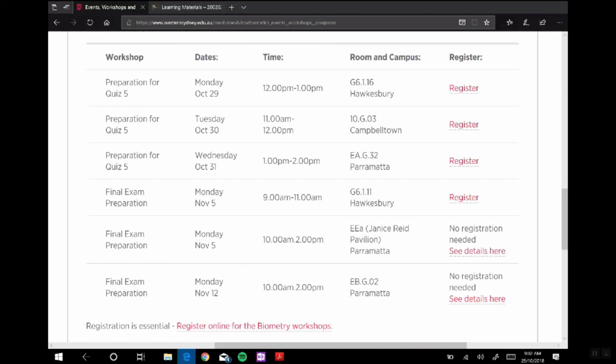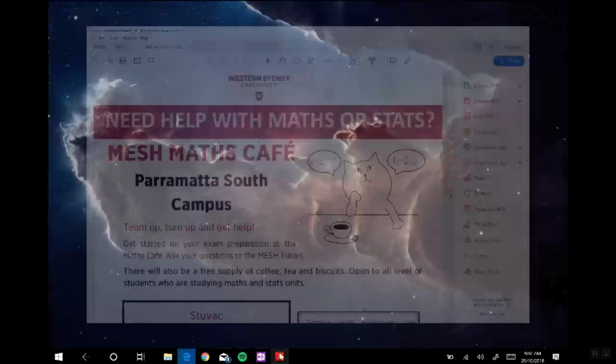It runs for 4 hours in total. There'll be a lot of Mesh staff on hand. Someone will give you a sample paper. You can have a crack at it. They'll help you out when you need help. It's just designed to be less of a structured, formal atmosphere. They've got, actually there's a flyer here.